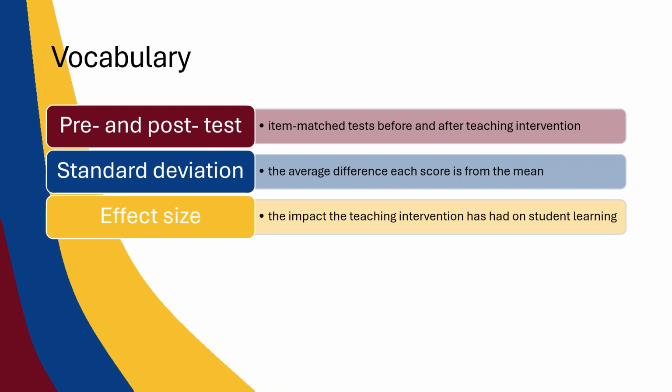Another important term that I'm going to use is standard deviation. Now, a standard deviation is the average difference that each student's score is from the average score. So this is a really useful measure of how close the majority of students are to the average. Sometimes we can have an average and the top scores and the bottom scores are all a long way from what ends up being the middle score.